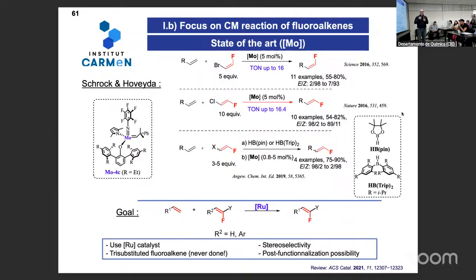Okay, so we wanted to try to get access for the first time to trisubstituted ones. We wanted to use a ruthenium catalyst and not a molybdenum catalyst, because the ruthenium catalyst is more practical to use. You don't need a glove box, for example. We wanted selectivity, okay? And we wanted also something that we can post-functionalize easily. So easy to functionalize this compound.